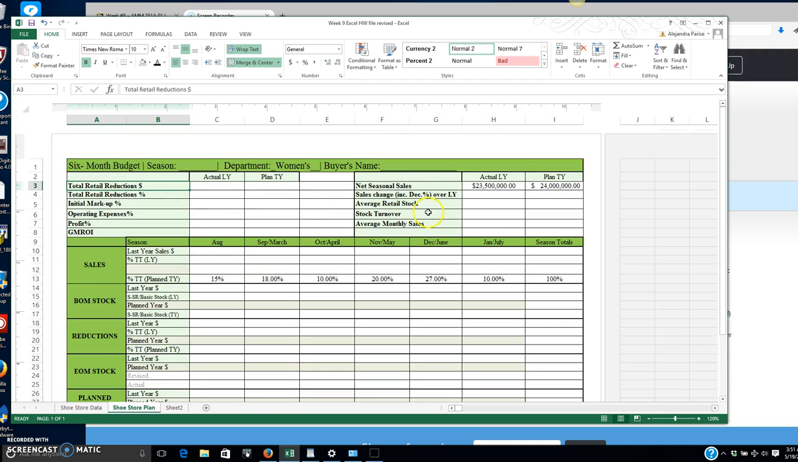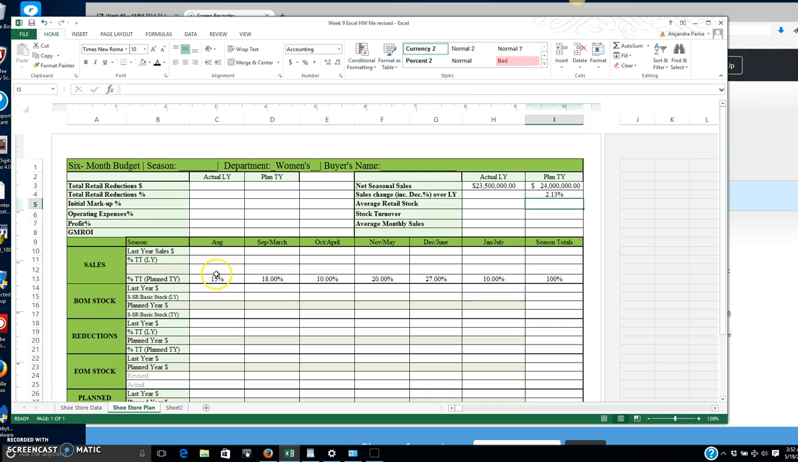What I recommend is that you put in the planned season sales, do your percent increase, and then go ahead and do your plan, and then you can go back and determine all your totals, like total reductions, total retail, etc. For percent increase, it's this year minus last year divided by last year. So you're going to do an equal sign, parentheses, this year minus last year, parentheses, divided by last year. Okay, so that's going to give you your percentage.